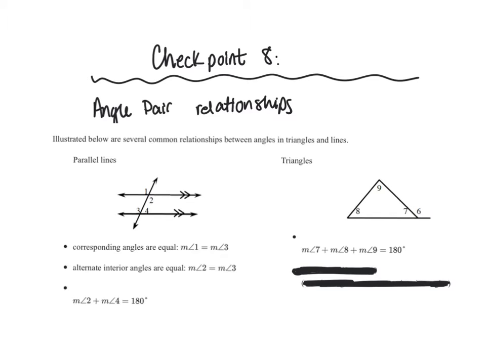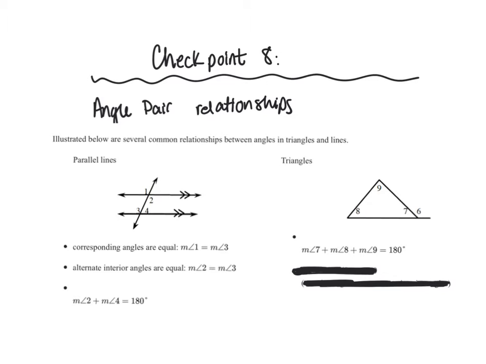In this video, we're going to take a quick look at some of the angle pair relationships that we're going to be using repeatedly in this chapter. We've used them through the course, but now it's the checkpoint for the chapter, which is the point at which we're expecting these skills to be mastered.